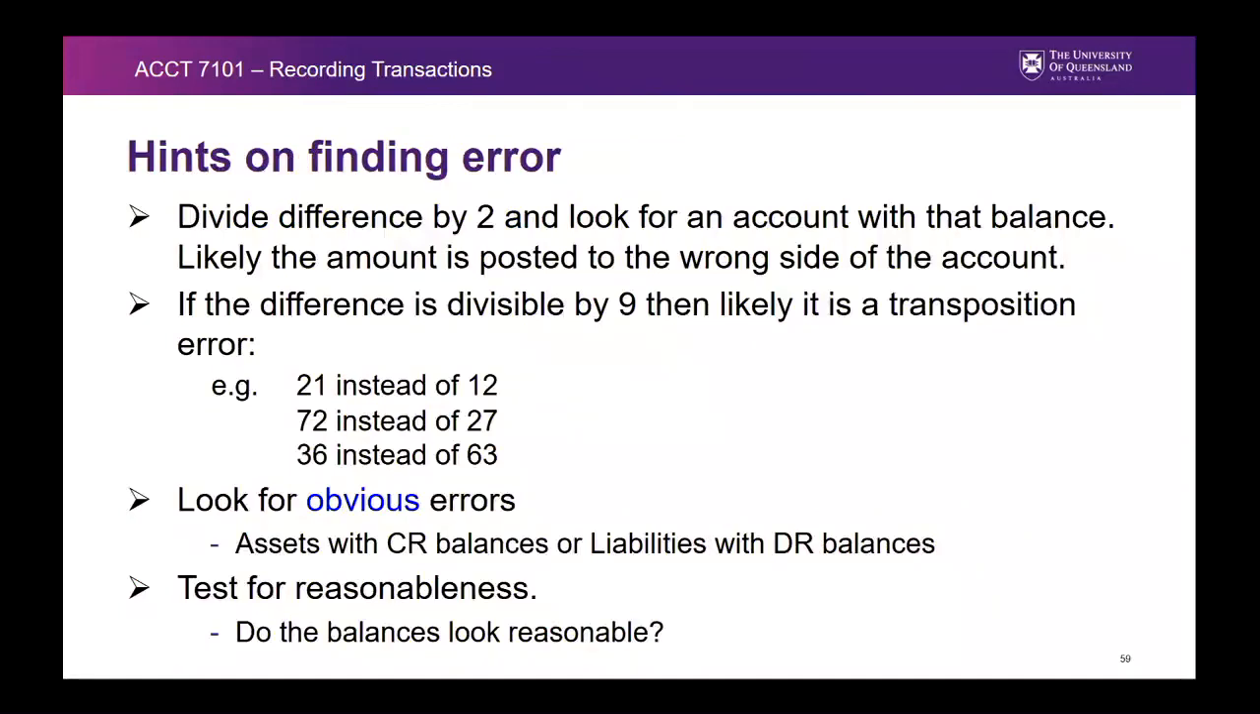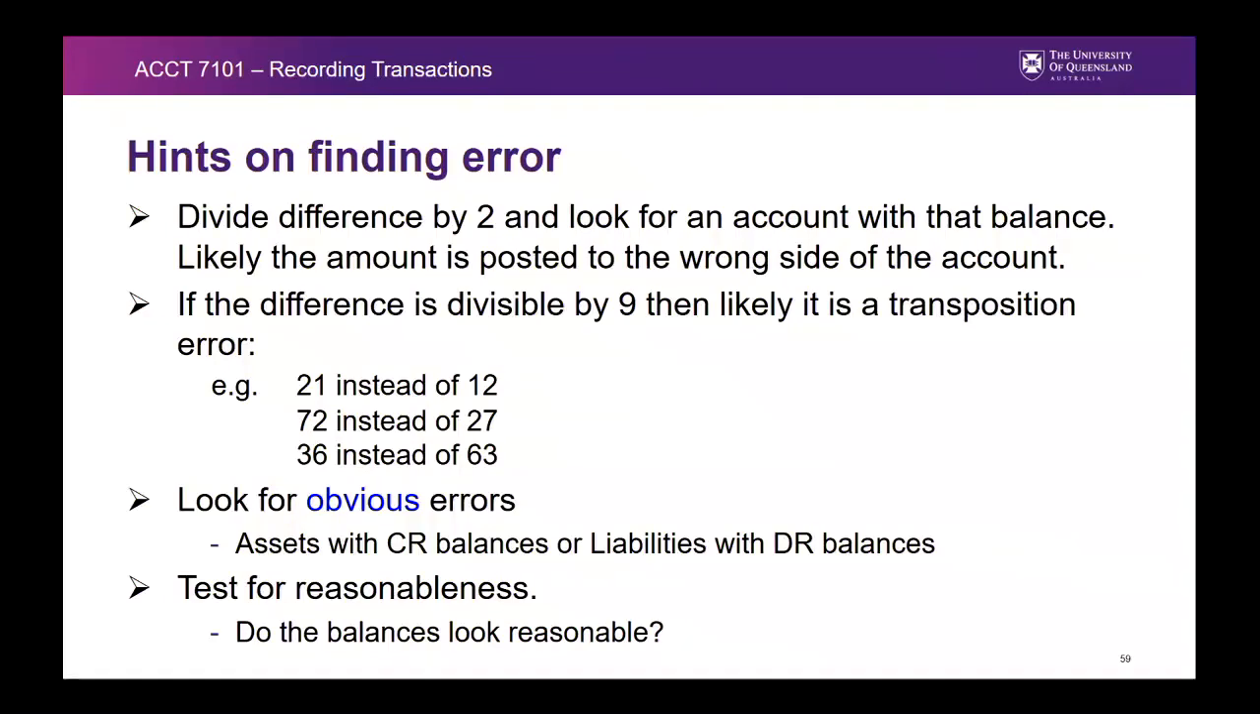There's some more help. I've just talked about dividing by 2 and looking for an account with that balance, which is where you post it twice to the debit or credit side. Sometimes, if you've written the digits wrongly, divide by 9. So the difference between debits and credits is sometimes because the numbers have been written down as 21 instead of 12, or the digits are back to front. That's more likely where you have a lot of journal entries to write out.